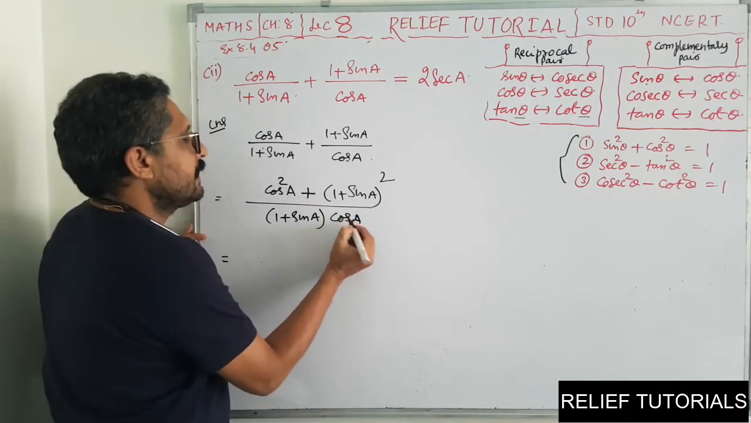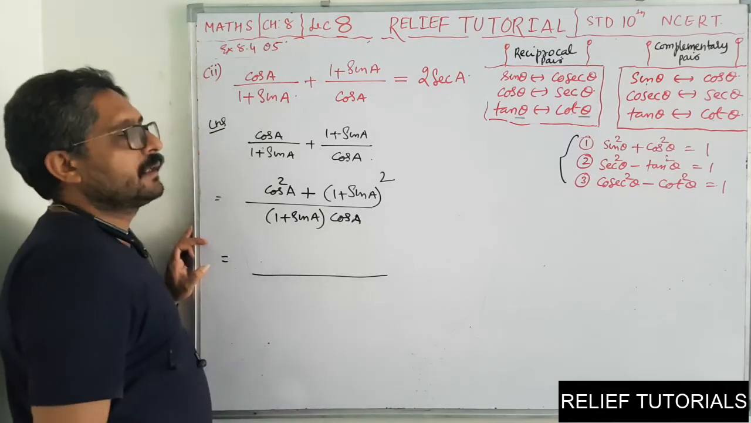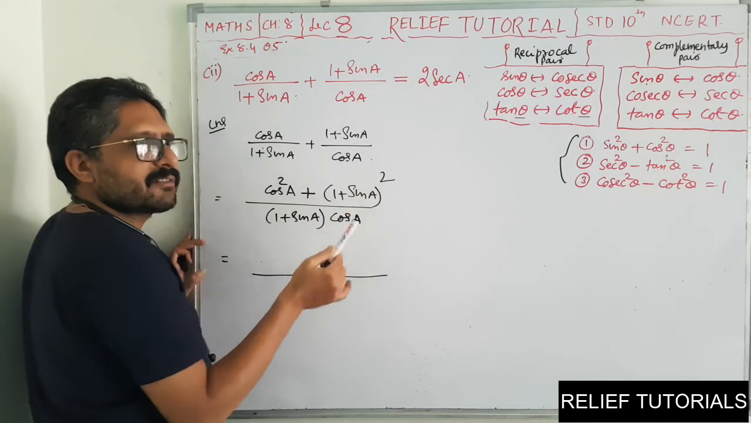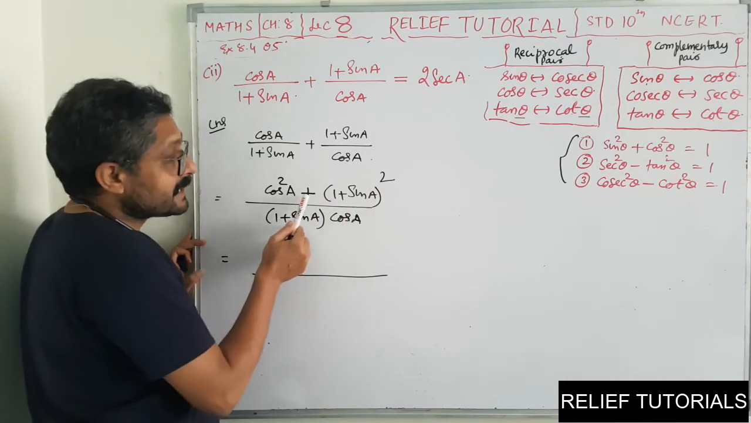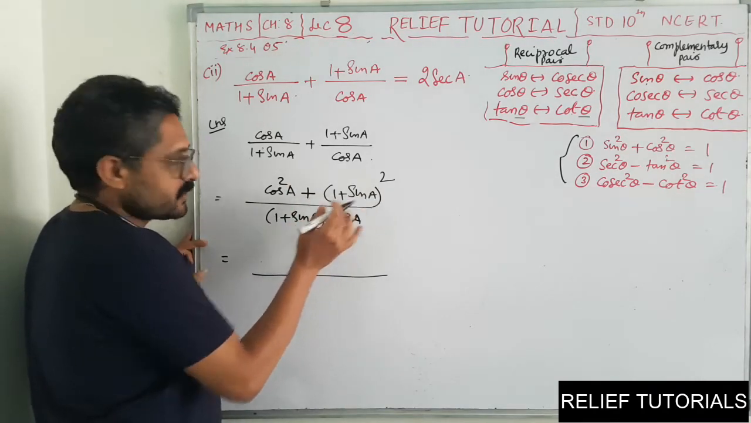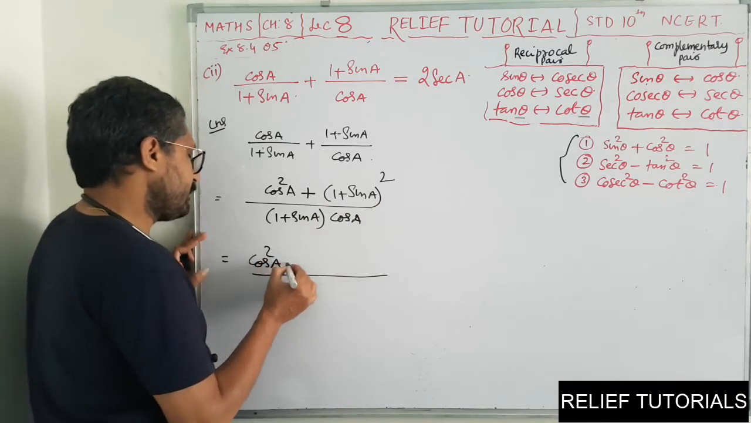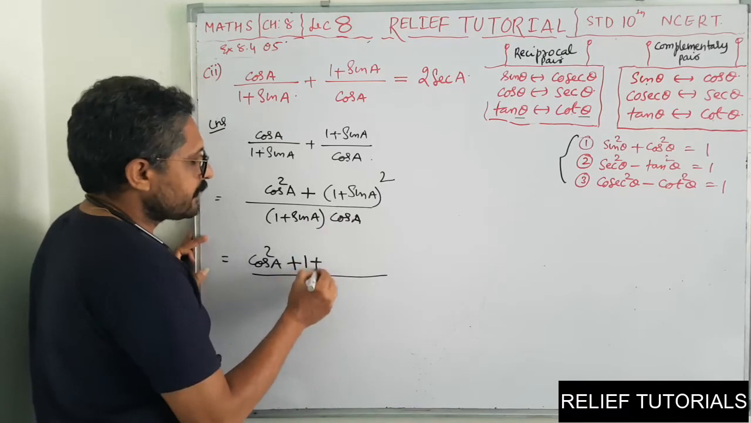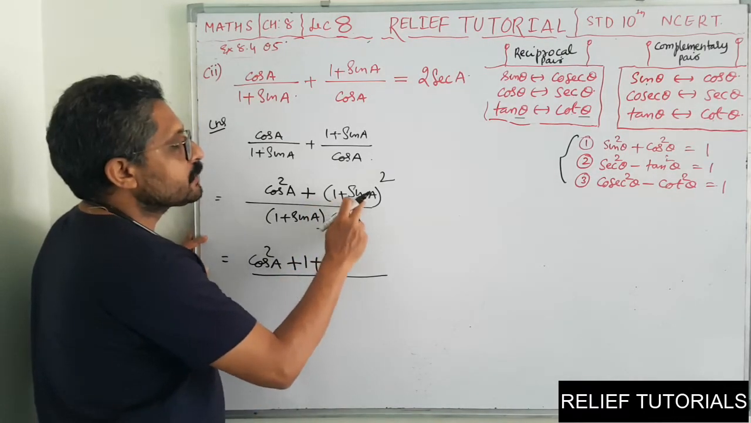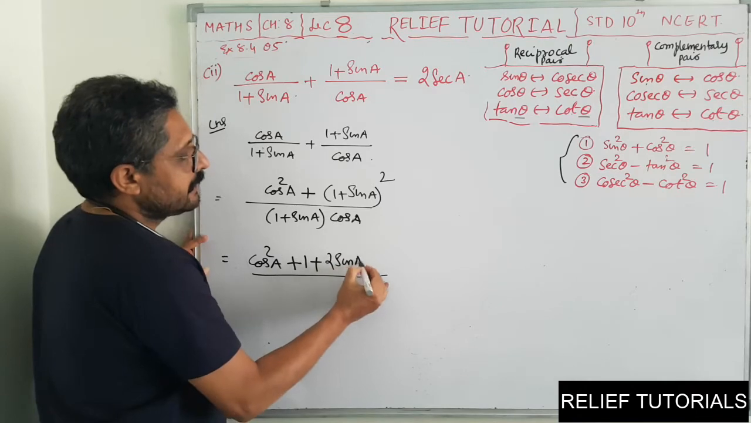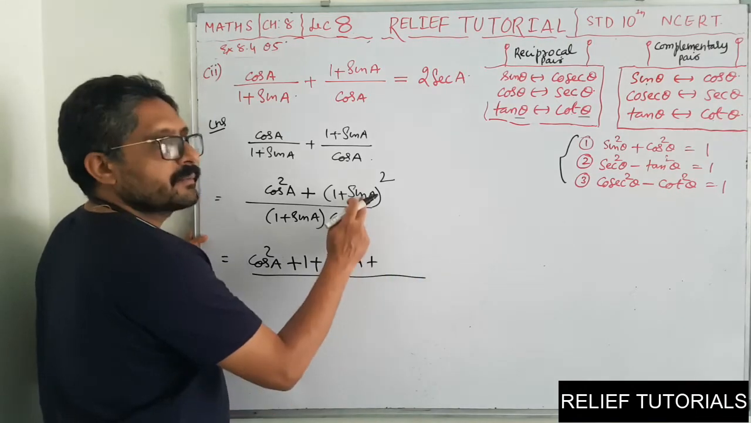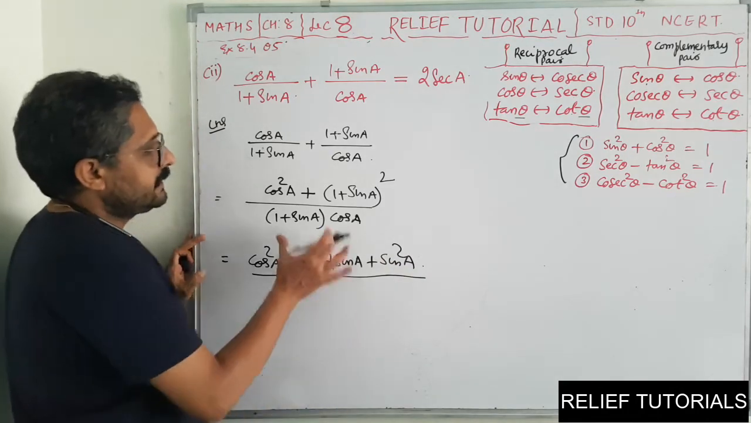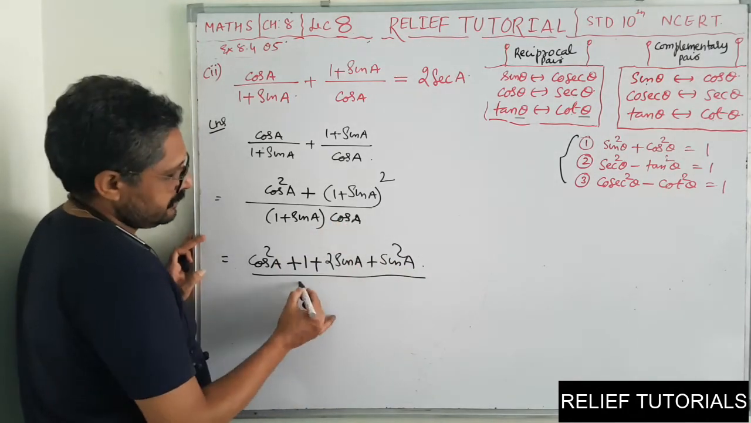So, we have taken the LCM. Now, cos square A, 1 plus sin A whole square. It is not A square minus B square, otherwise we can use A plus B, A minus B. But here it is plus. So I can expand this. That's all. You see, cos square A plus A plus B the whole square: A square, so 1 square is 1, plus 2AB, 2 into 1 into sin A, 2 sin A, plus B square. B square means sin square A. And the denominator keep as it is.